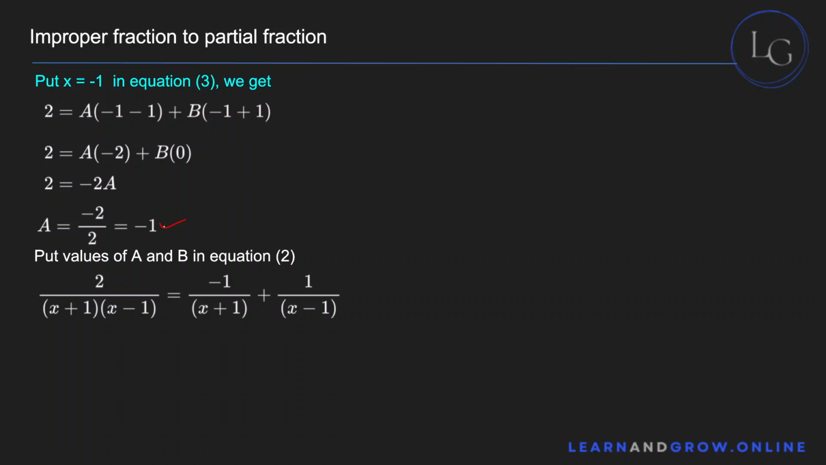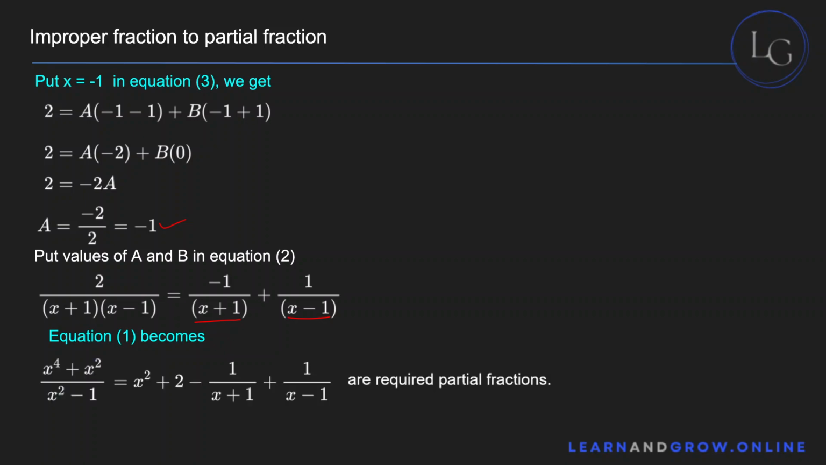We'll put the values of a and b in the equation, so you'll get these partial fractions. And now equation 1, which was the result of the division that we had done, will become x squared plus 2 minus 1 over x plus 1 plus 1 over x minus 1. So the question that we had, the partial fractions will become this. These are the required partial fractions.